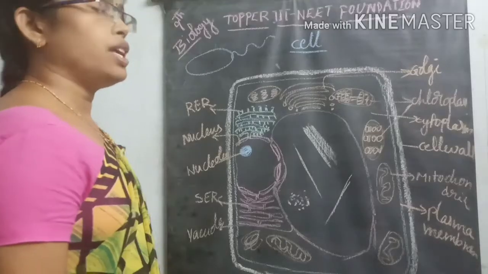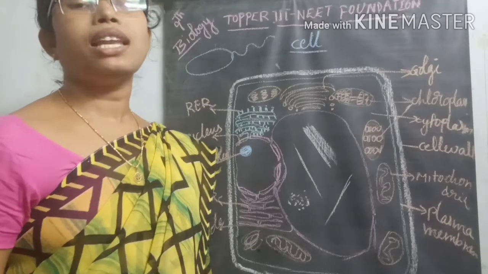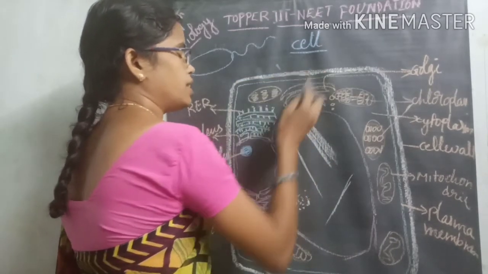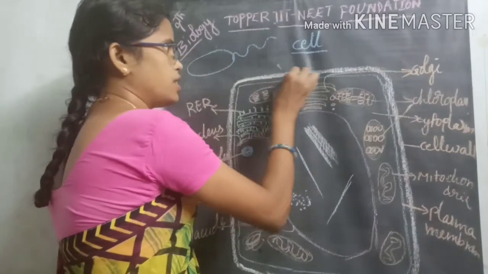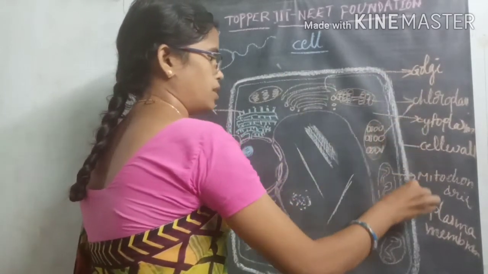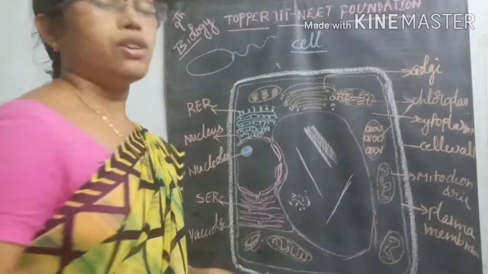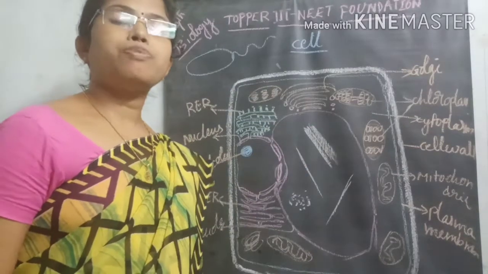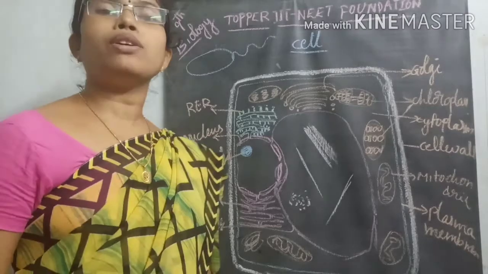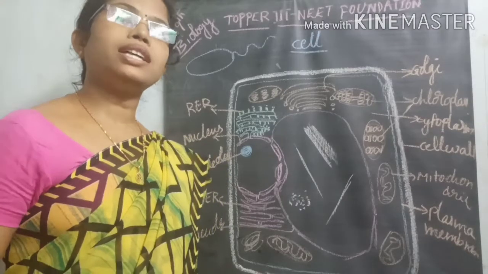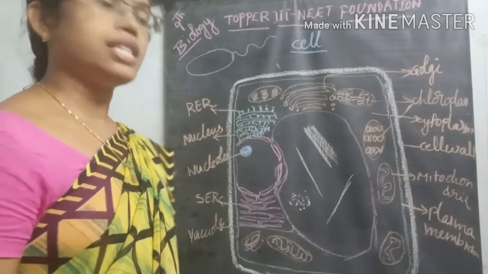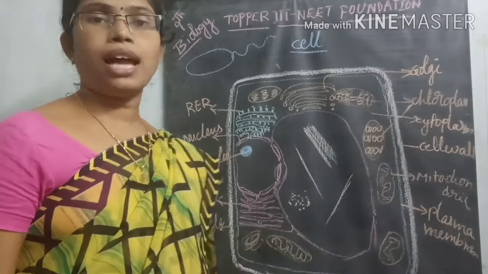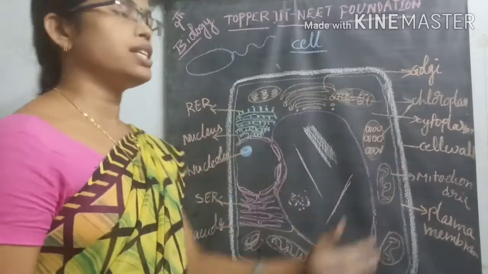Now we can see. The main difference between the animal cell and plant cell is the presence of the cell wall. The upper region, the outer covering layer, is called the cell wall. Cell wall is present only in the plant cell, but it is absent in the animal cell. The outer boundary layer present in animals is the plasma membrane, whereas in the plant cell the outer covering layer is the cell wall.